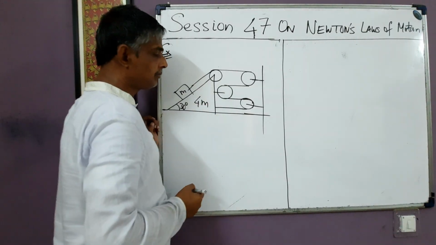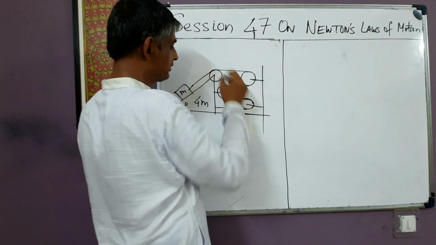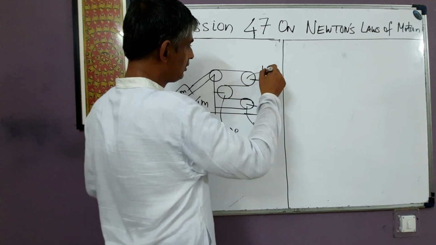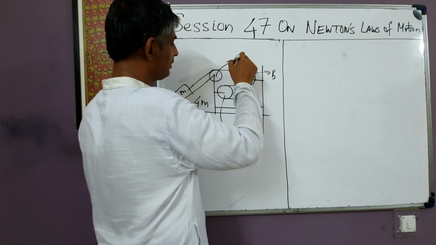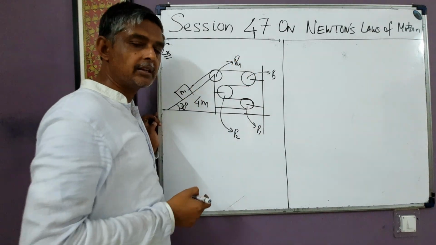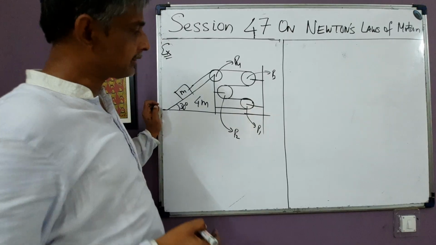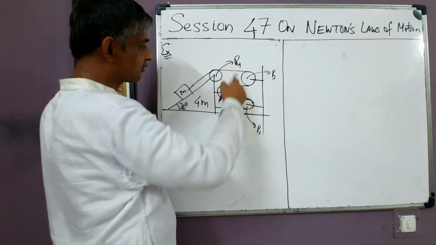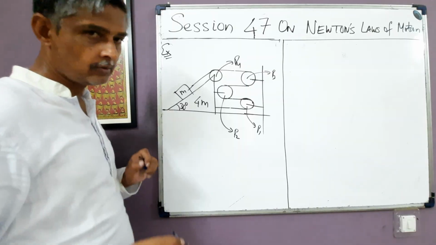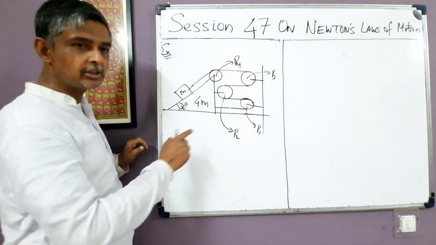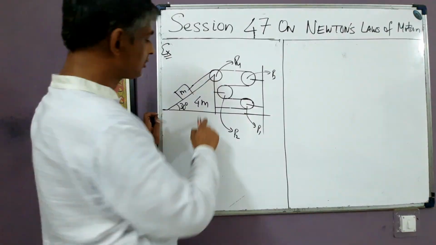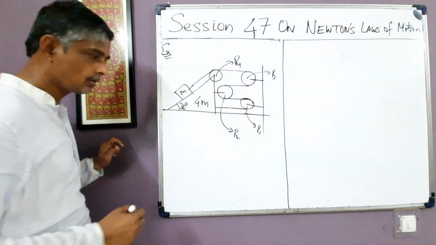All the pulleys are massless. So we take this pulley as P1, this pulley as P2, this pulley as P3, and this pulley as P4. All the strings are massless and inextensible, and there is no friction anywhere. All these 4 segments of string are horizontal. This pulley is also massless. This is the situation. There is no friction anywhere, as I repeatedly told you. Question is to find the acceleration of wedge with respect to ground.